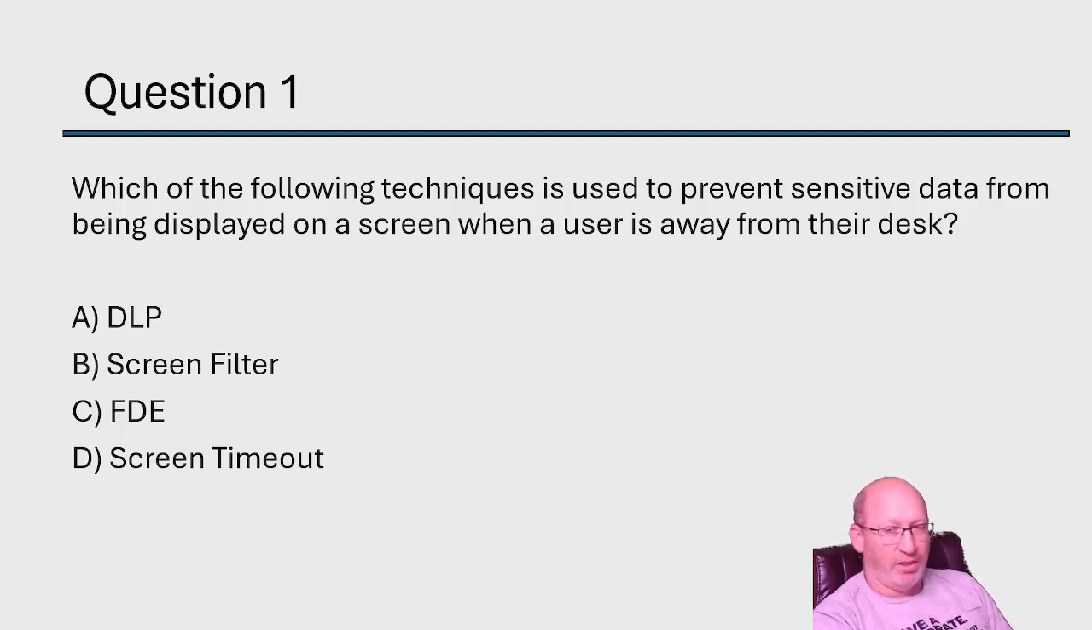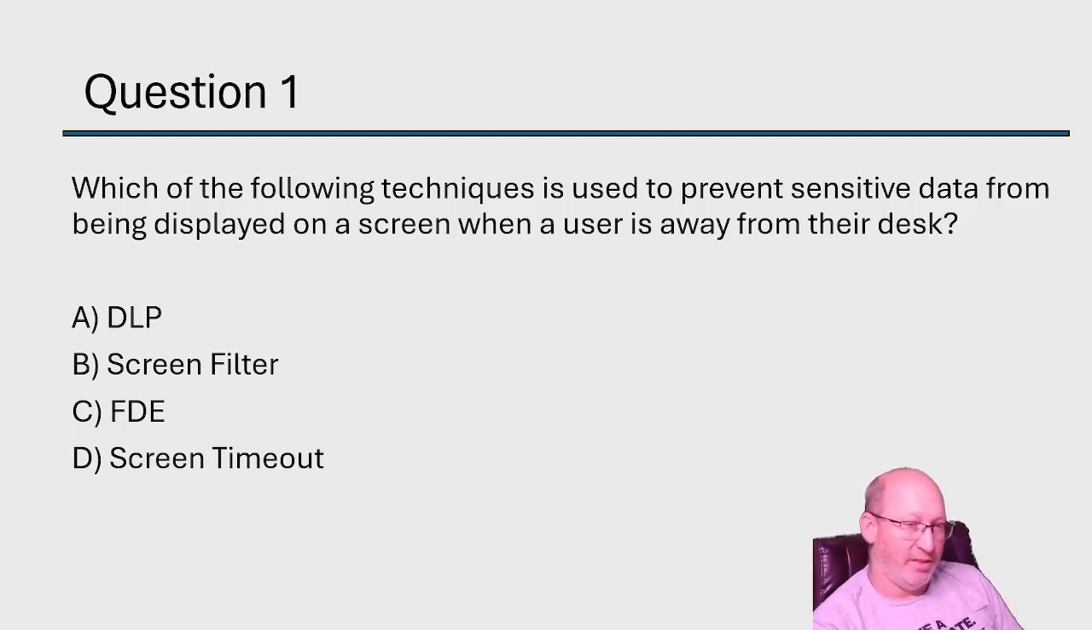A screen filter is more used when I've got people off to the side, so that while I'm using the screen, they can't walk by from an angle and see what I'm typing, see what I'm doing. That's a screen filter. But the thought process is that if I'm not there, people could still walk up to my desk and read my screen. That's where screen timeout comes into play. That's going to be our best answer.